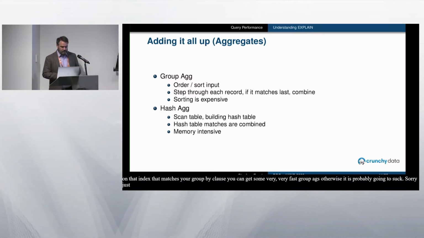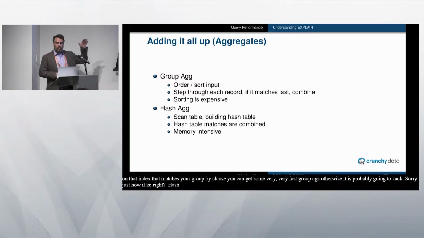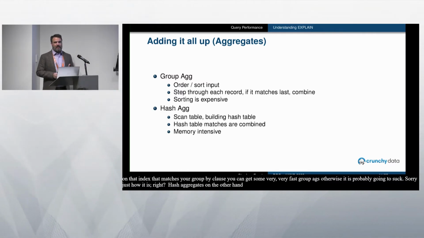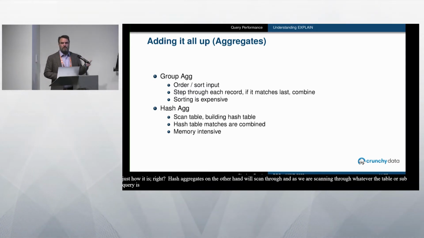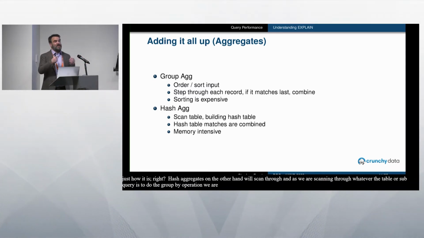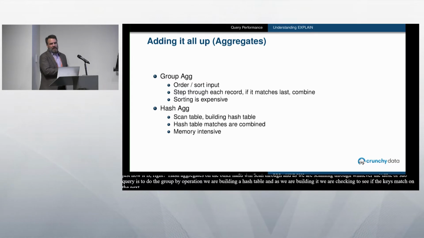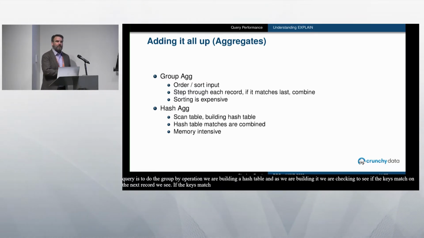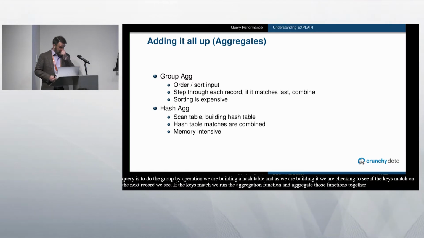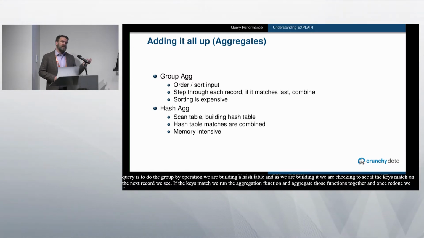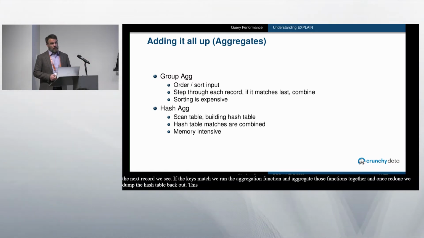Hash aggregates, on the other hand, will scan through, and as we're scanning through whatever the table or subquery is to do the group by operation, we're building a hash table, right? And as we're building it, we're checking to see if the keys match on the next record that we see. If the keys match, we're going to run the aggregation function and aggregate those values together, and once we're all done, we'll dump the hash table back out. Now, naturally, this is pretty memory intensive, but it's also very, very, very fast.